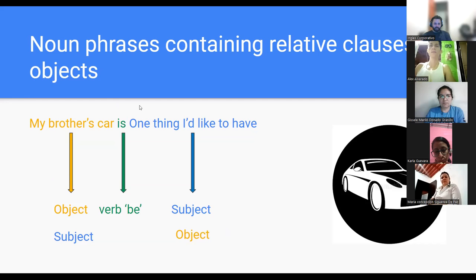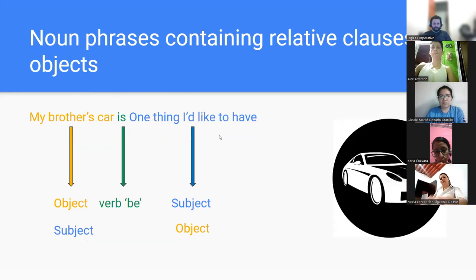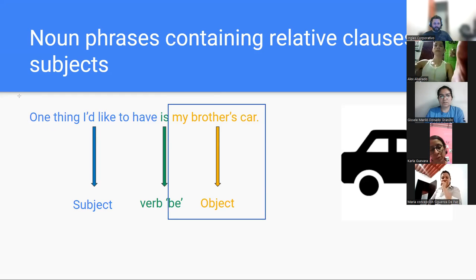So if we switch places, before we said, one thing I'd like to have is my brother's car. What happens if we switch positions? What if I want to get the object? Right here, if we go back, we had the object, so this whole thing was the object, my brother's car, and the subject was one thing I'd like to have.